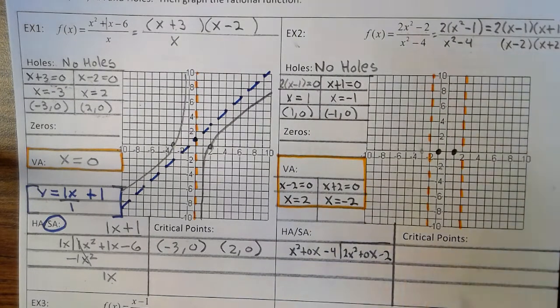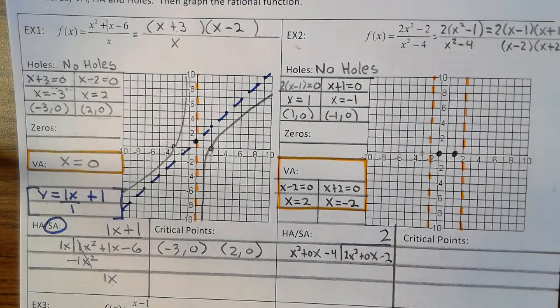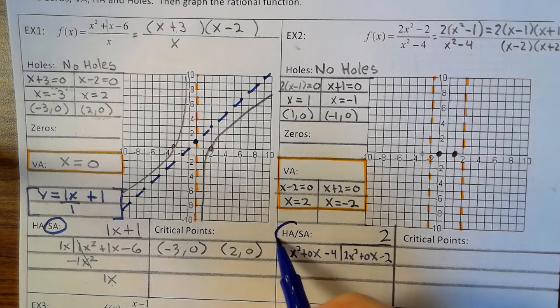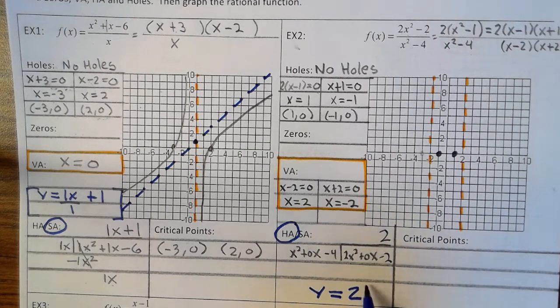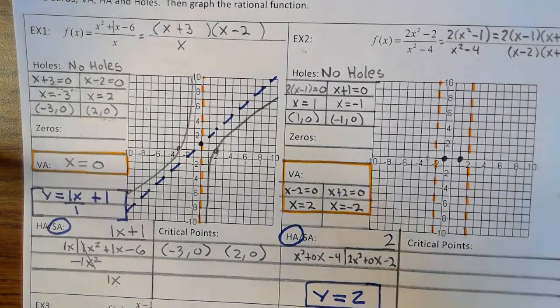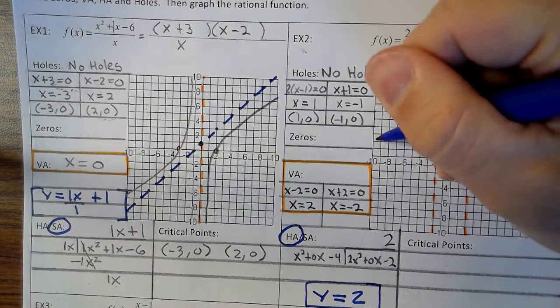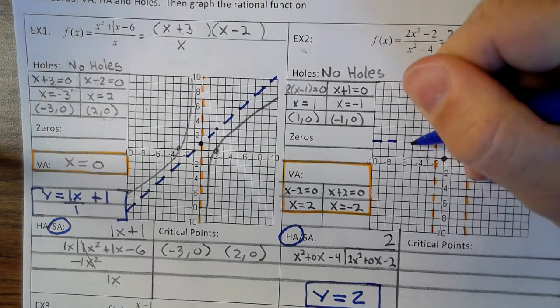The answer to that is 2. That completes your quotient. So we know it's a horizontal asymptote since there's no x in the quotient. So y equals 2 is your horizontal asymptote. So let's graph that. y equals 2.